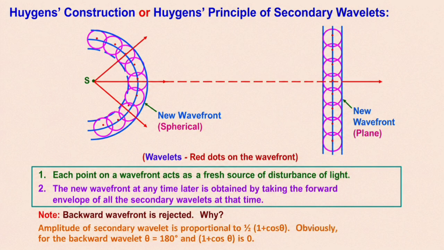So mathematically how can we justify this? The amplitude of the secondary wavelet, you can see, we can consider as proportional to half of 1 plus cos theta. So in the backward direction, this theta will be 180 degrees, and in that case the amplitude will be 0. So that's why we always get a forward direction, not backward direction. In the backward direction there will be no propagation of wave. Okay, so this is the Huygens principle of wave.